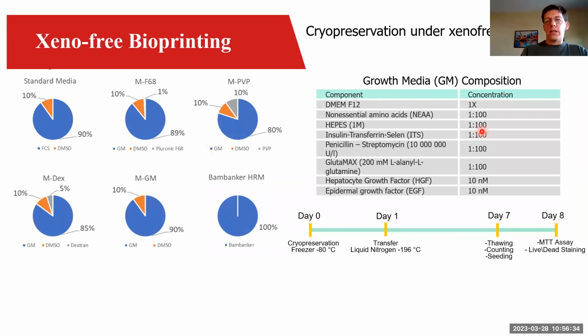The next is the storage, freezing of the cells. The standard medium is to use 90% FCS and DMSO. This is the standard media for cell freezing.